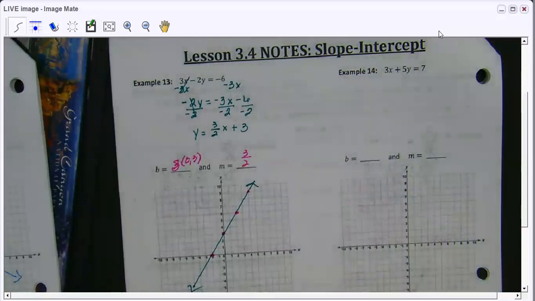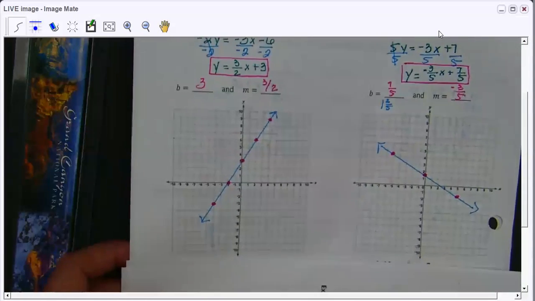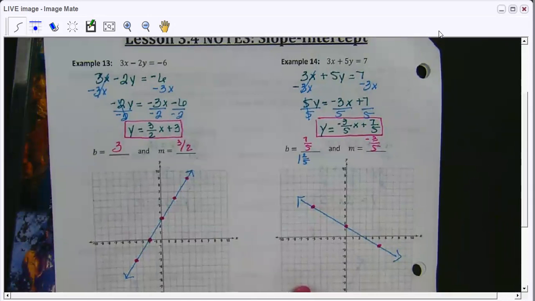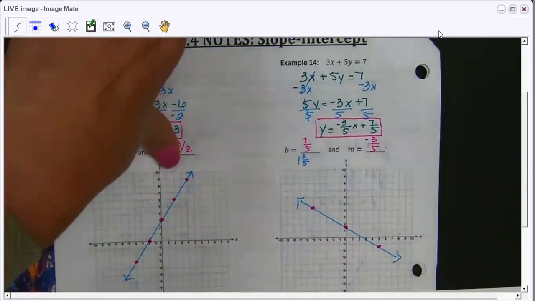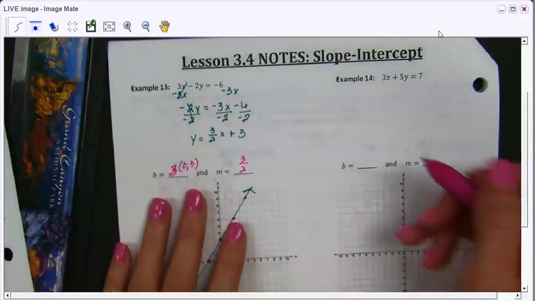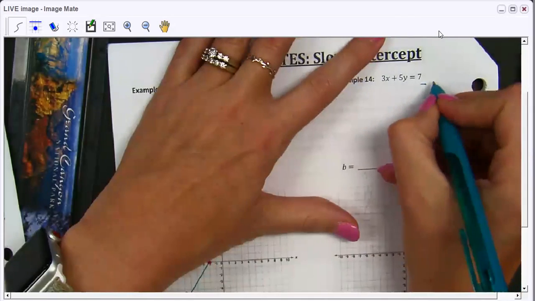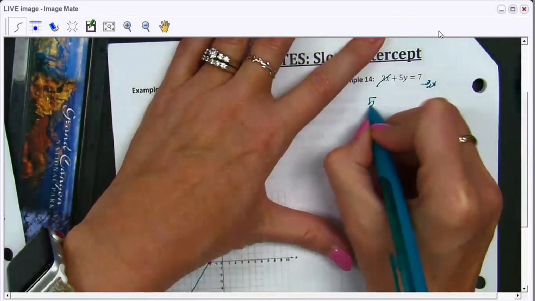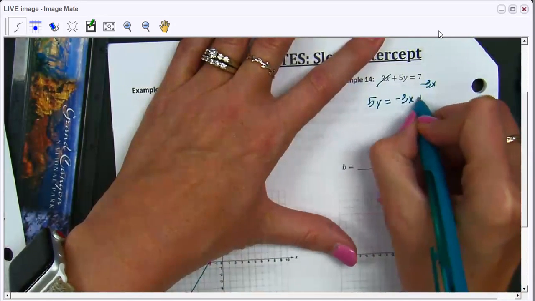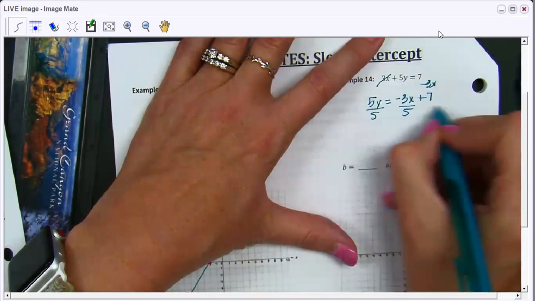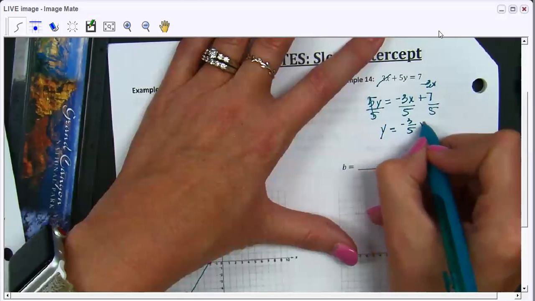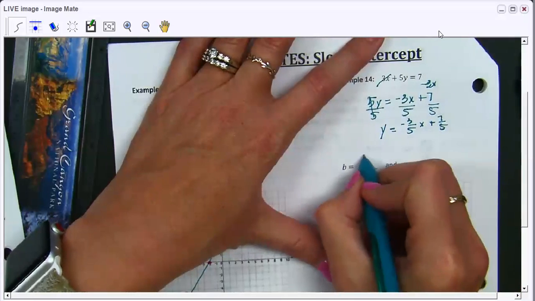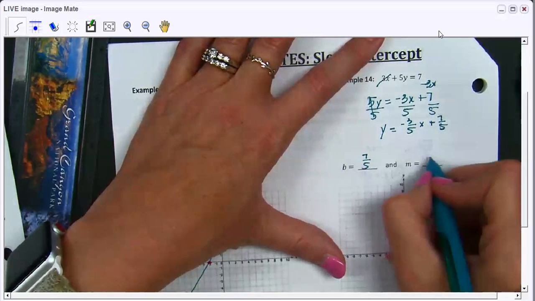Is there anyone still working on 14? Okay, I'm going to go ahead and put 14 up here. You guys can check your work on that one. Oh, okay. 14, we do have a fraction. Hold on just a second. So we're going to subtract 3x and then we end up with 5y equals negative 3x plus 7. Right, so your y-intercept is 7/5 and your slope is negative 3/5.